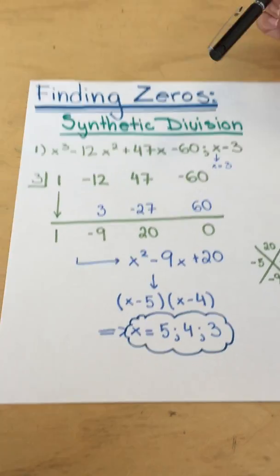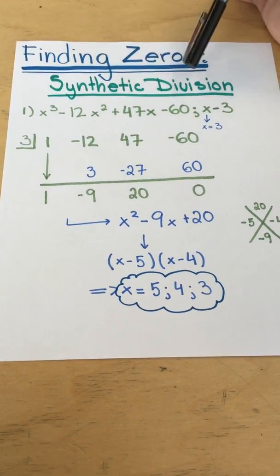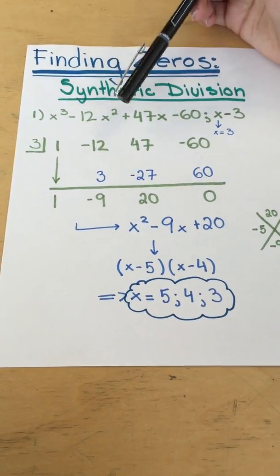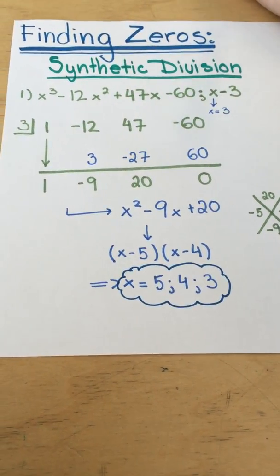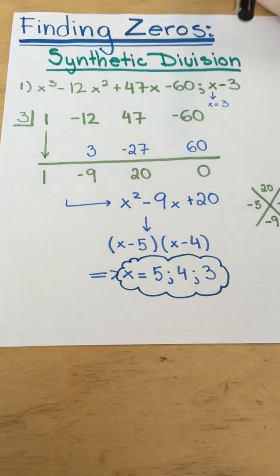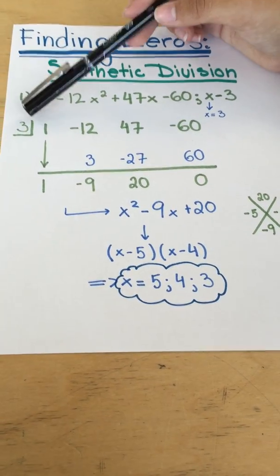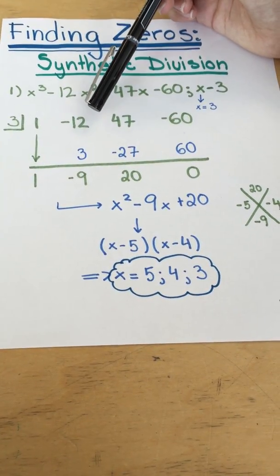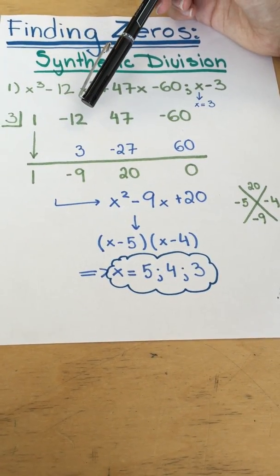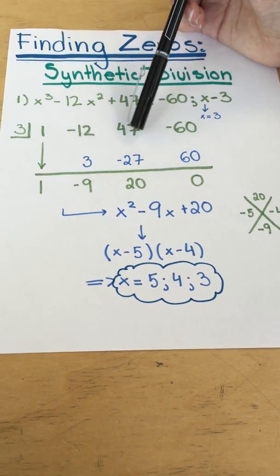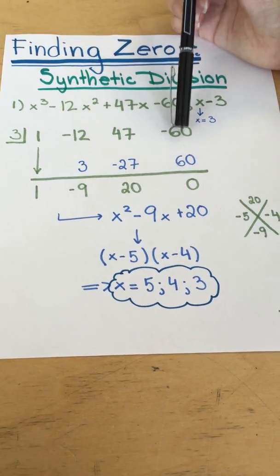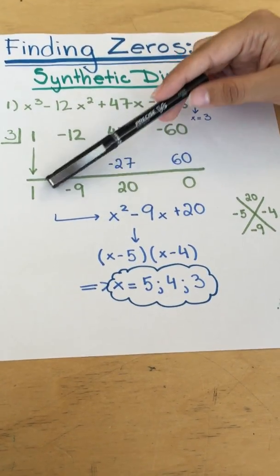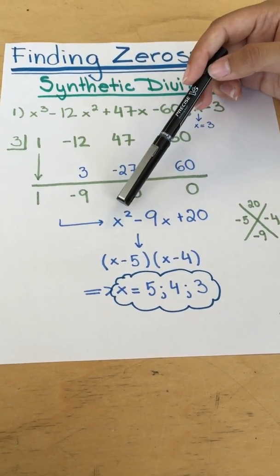For finding zeros, one way to find a zero is synthetic division. That's where you take the coefficient of each number and the factor and write the coefficients out, bring down the first one. So you bring down 1, multiply that by 3. So you put that next to the bottom under the negative 12, then add those, and then you keep repeating that process.